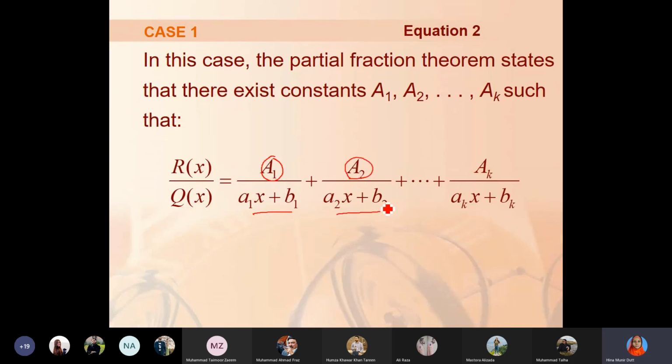for the second linear factor, up to ak for the kth linear factor, if I have k linear factors. Then I have to determine these k constants, these k unknowns. These are all constants. They cannot take any variable, not equal to any variable. So now this is my fourth step.